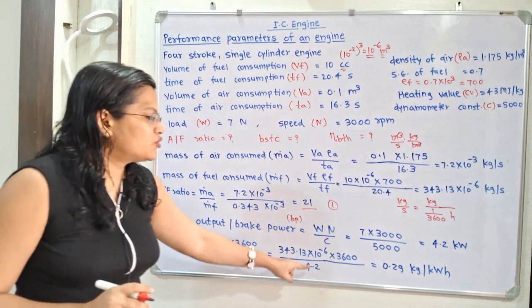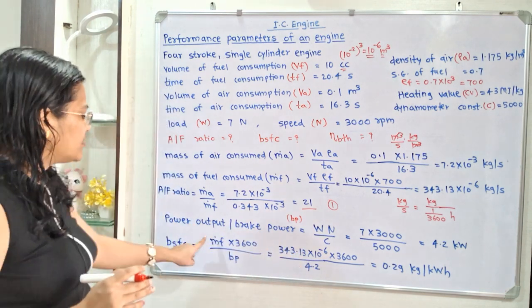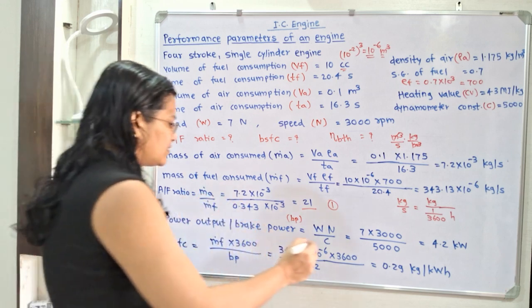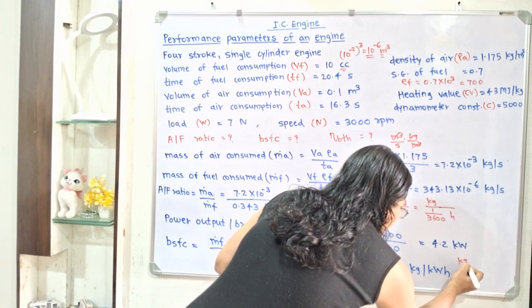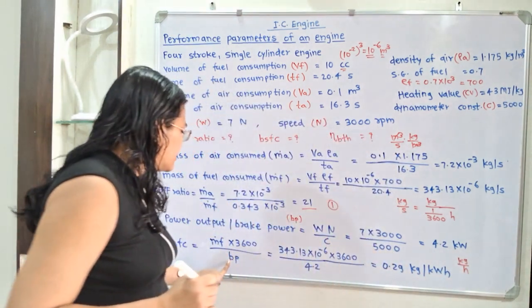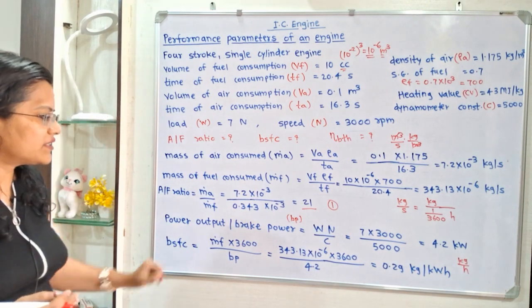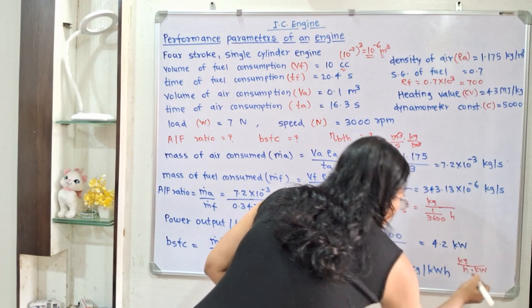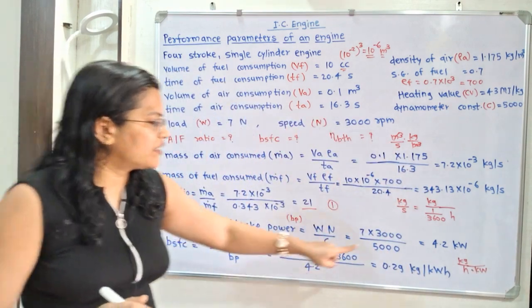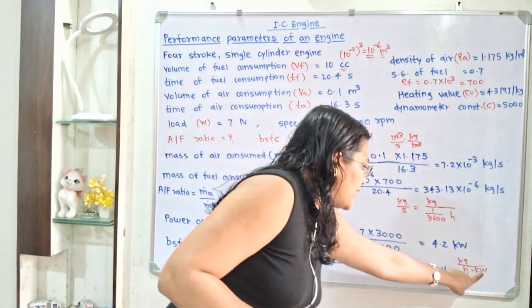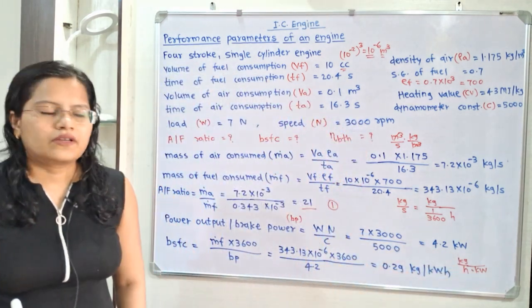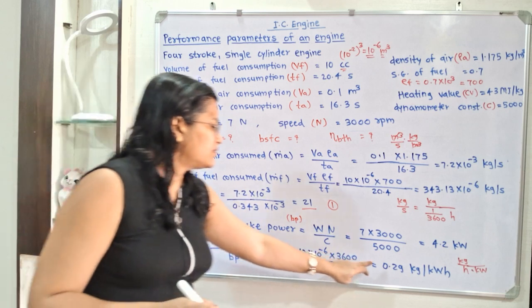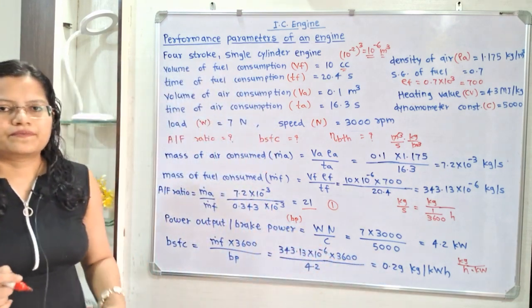Now we will also verify the units. For this m dot f, it is kilogram per hour, and this BP is in kilowatt, so it is in the denominator. If we observe, what is the unit? Kilogram divided by kilowatt hour. So we will write the same unit, kilogram per kilowatt hour, and the answer is 0.29.